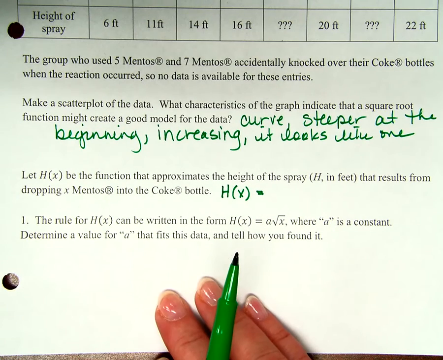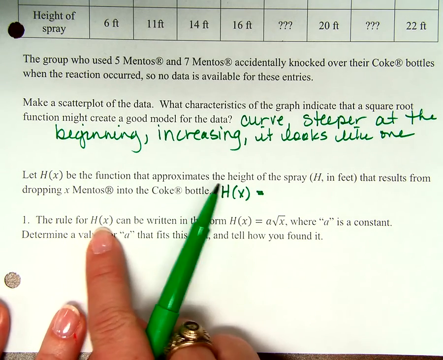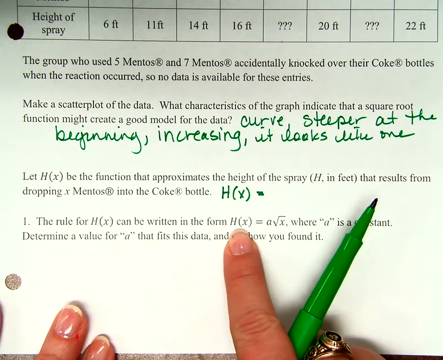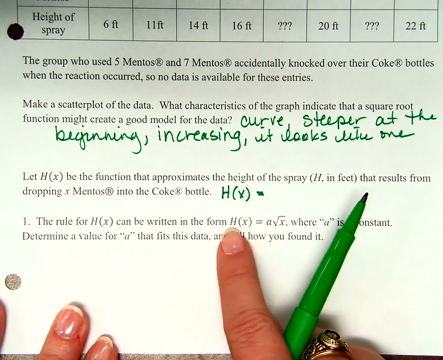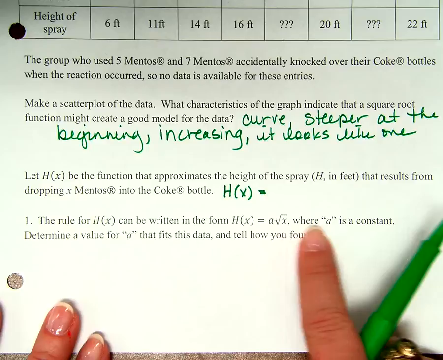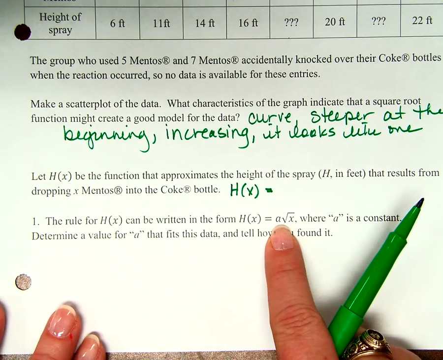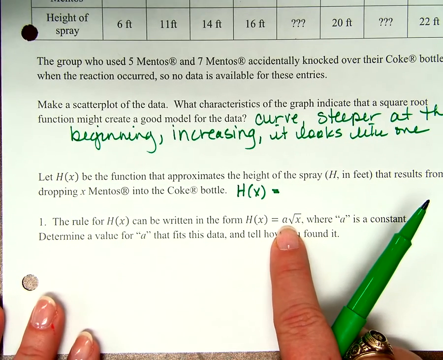Okay. So the rule for h of x, now we're going to talk specifics. The rule for h of x can be written in the form, aha, we got that part right: h of x equals a times the square root of x, where a is a constant. Thinking about our transformation rules, what does a do to a function?